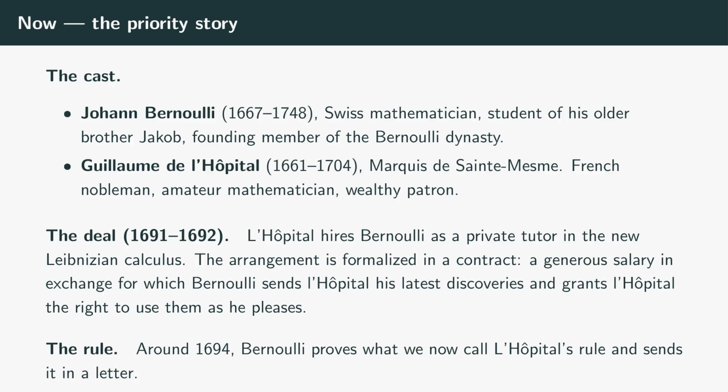L'Hôpital pays Bernoulli a generous annual salary. In exchange, Bernoulli sends L'Hôpital his latest mathematical discoveries in regular letters, and L'Hôpital acquires the right to use those discoveries as he pleases. Around 1694, Bernoulli proves what we now call L'Hôpital's rule. He sends it to L'Hôpital in a letter.